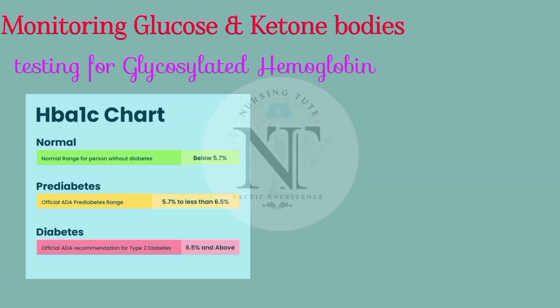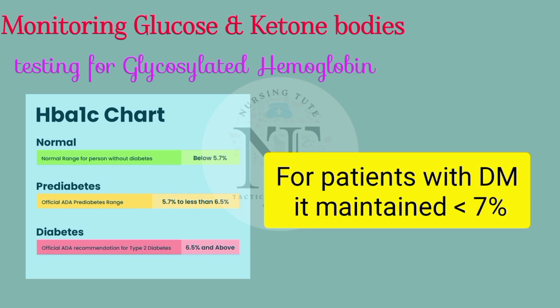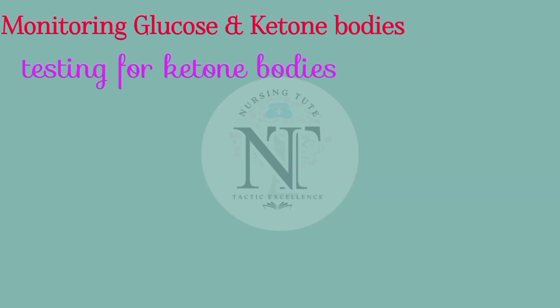The normal values typically range from 4% to 6%, but in patients with diabetes mellitus, it is maintained in the range of 7% or less than 7% in order to prevent hypoglycemia. Testing for ketones.